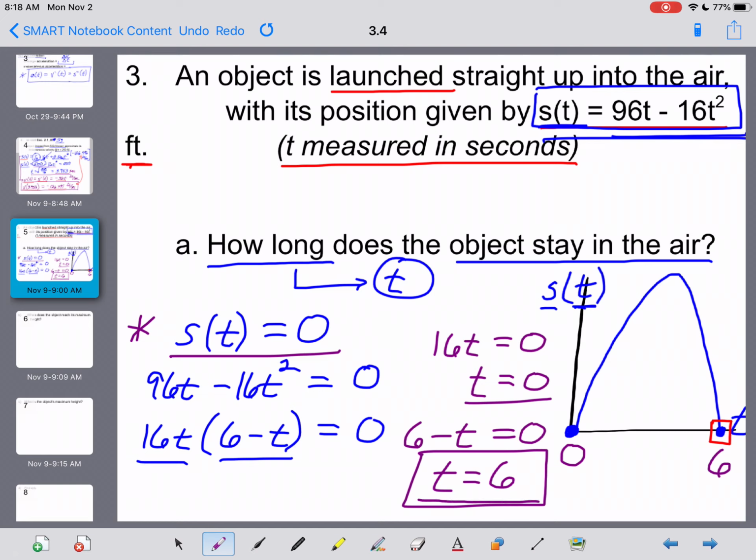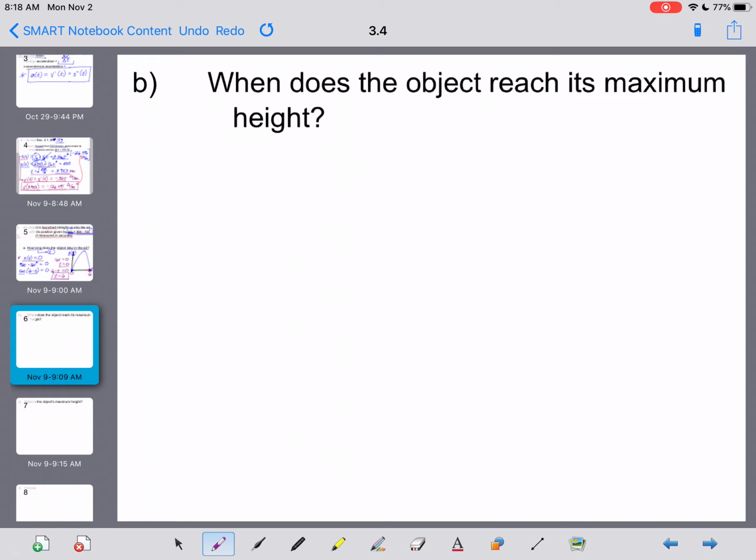Okay, question B, same setup now. When? Now, stop right there. When is yet again a question of time. Does the object reach its maximum height? And everybody, I need you to listen really, really carefully to how we do a problem like this. There's a right way and a wrong way. And by that I mean there's a method that's going to get you full credit, and then there's a method that's going to get you some credit, but not all of it.